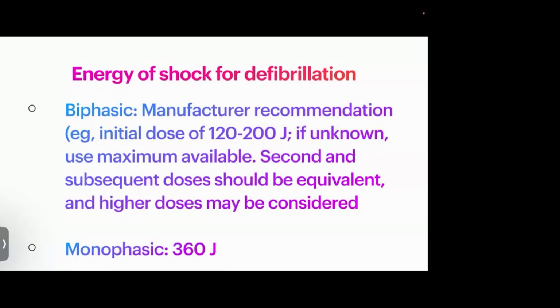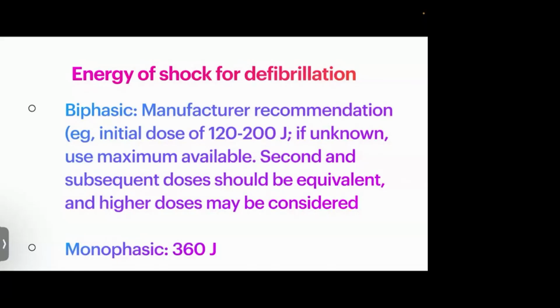The second is that you start with a lower joule, and as you proceed through the parts of the CPR cycle, you go for higher energy shocks. Second, subsequent doses should be equivalent. Higher doses may be considered. Now, this is for the biphasic machine.